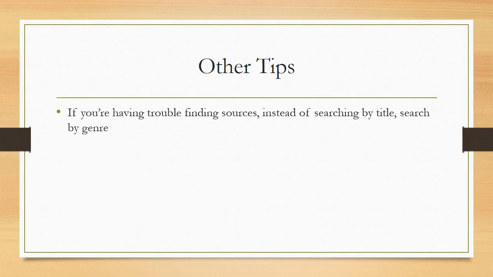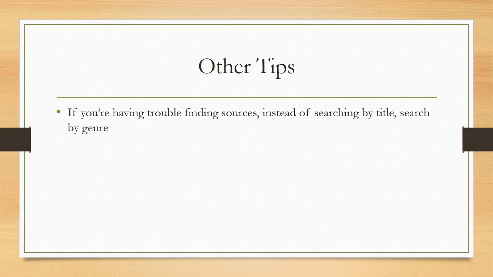So instead of searching by title, search by genre. In other words, for instance, if you're writing about a hip-hop song, maybe no one's written any scholarly articles on your hip-hop song, or even any popular ones. So you might just search for hip-hop instead of the title of the song.